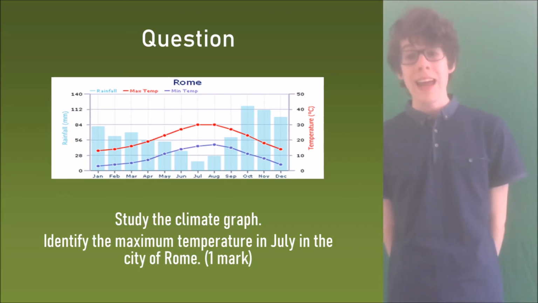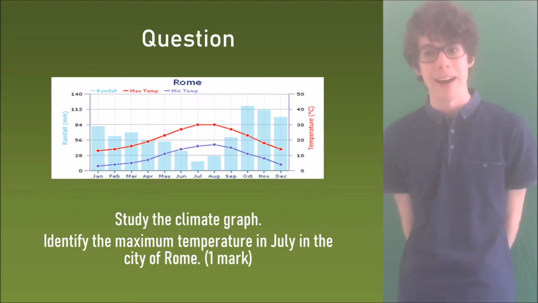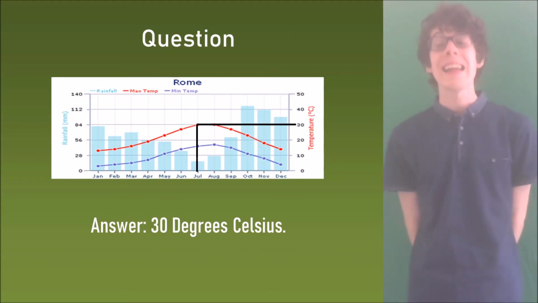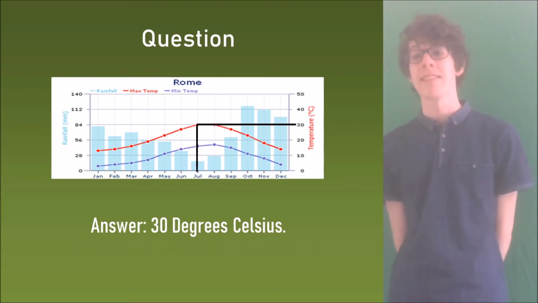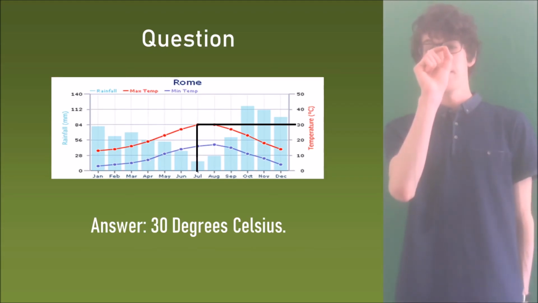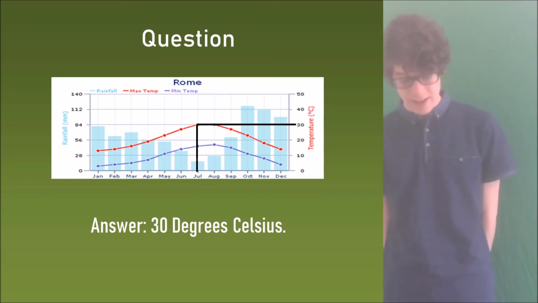And we need to draw a line from July up to the red line and then along to the temperature to see what the maximum temperature in July is. And this is done here. The answer is 30 degrees Celsius. And that can be seen because we draw a line from July up to the red line, which is the maximum temperature, and along to 30 degrees centigrade.